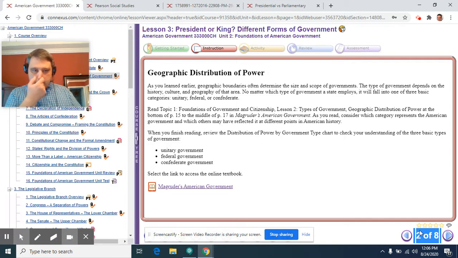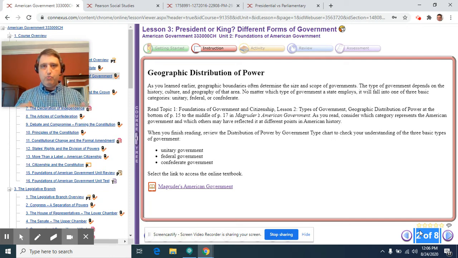So the first thing to be aware of is that there are different ways of distributing power geographically within a country. For example, in the United States, we have different forms of government, right? We have a state government here in South Carolina, but we also have a central government in Washington, D.C. And that's a very specific type of government. It's called a federal system.